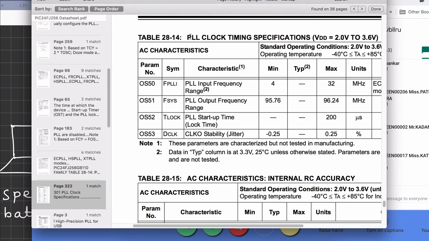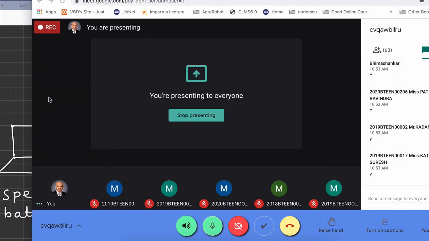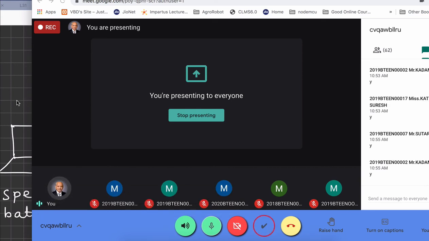You can see here PLL clock timing specifications. So phase lock loop is used in processors. Did you understand this much? At least partially. Phase lock loop is something which is used in processors for implementing a variable speed processor. Did you understand this much? It is used in communication systems also.